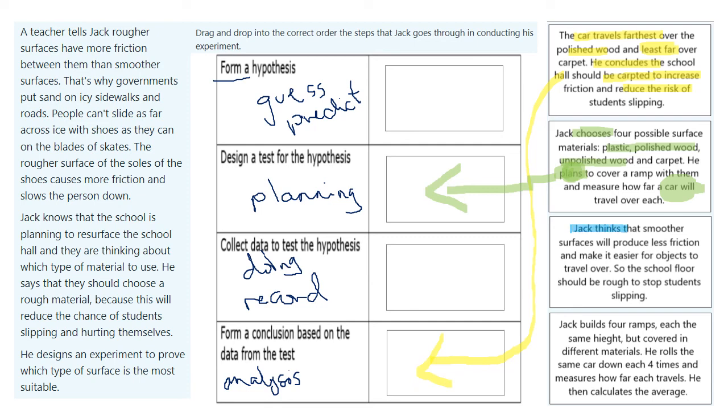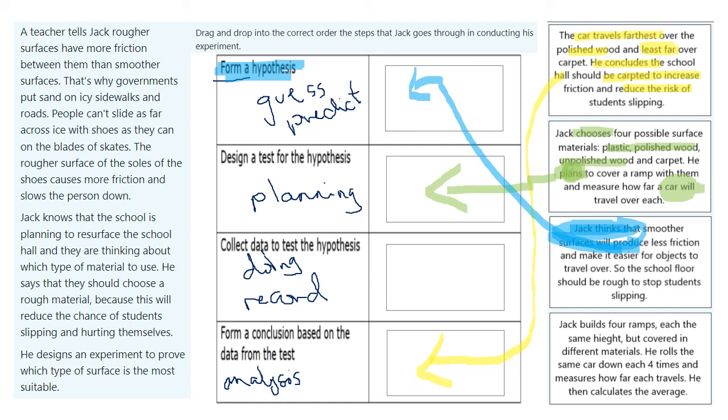Jack thinks that smoother surfaces will produce less friction and make it easier for objects to travel over. So the school should be rough to stop students slipping. He thinks. He thinks means he is making a hypothesis. He is guessing.